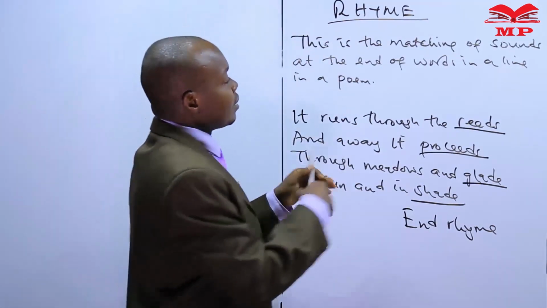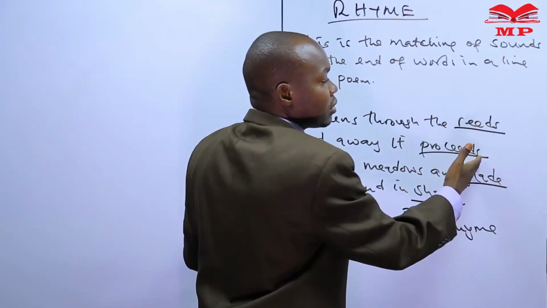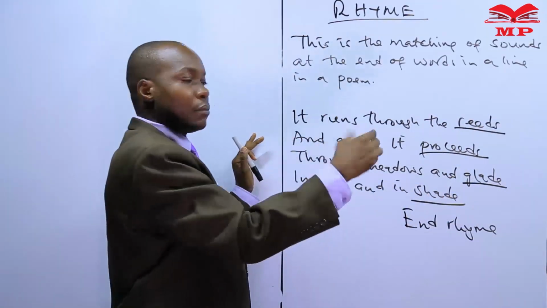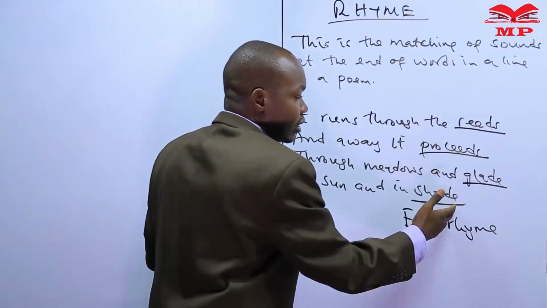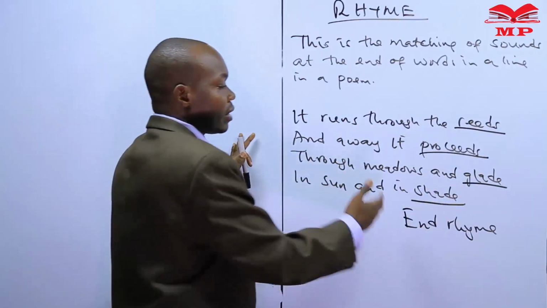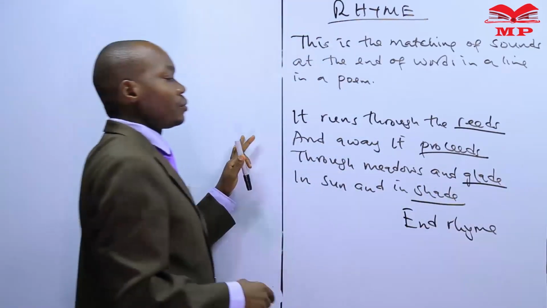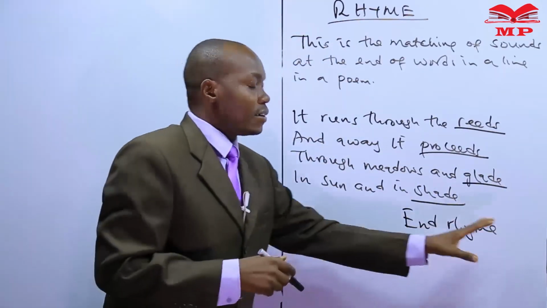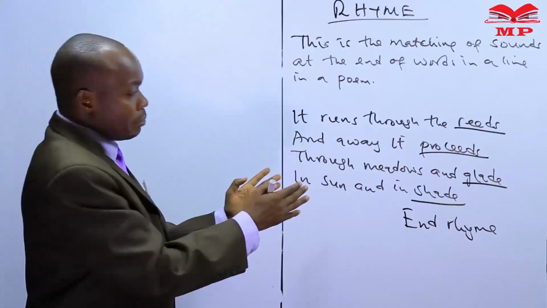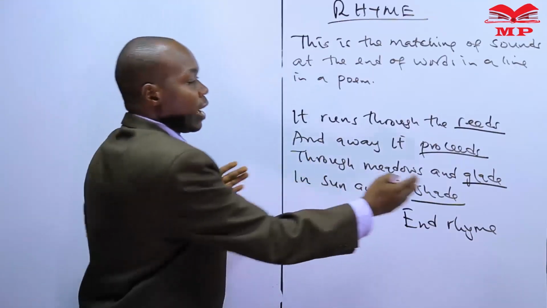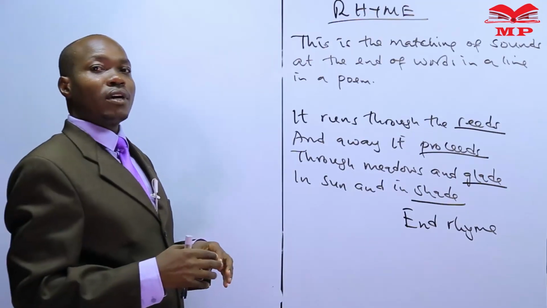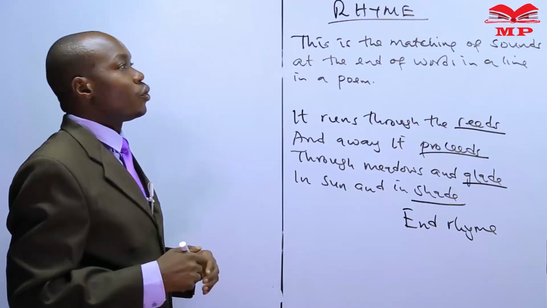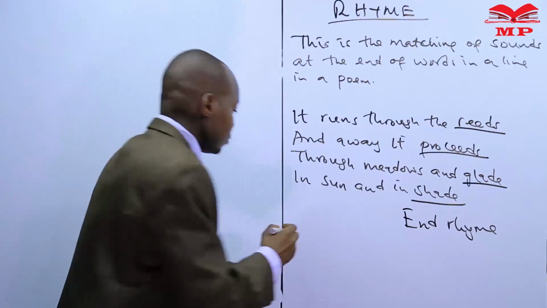You can see reeds and proceeds. These words are rhyming, but they're coming at the end of lines. Glade and shade are also rhyming words, but they're coming at the end of the line. So we call this end rhyme, meaning rhyming words come at the end of a line. Okay? Now, in today's lesson, I want us to look at another form of rhyme that we call internal rhyme.